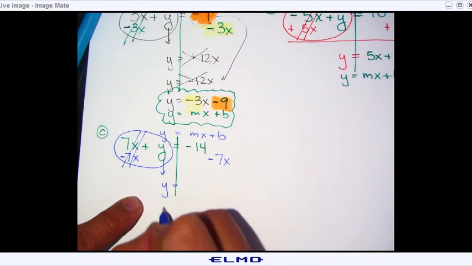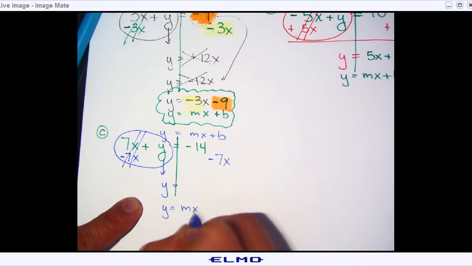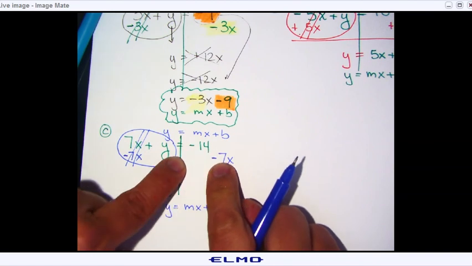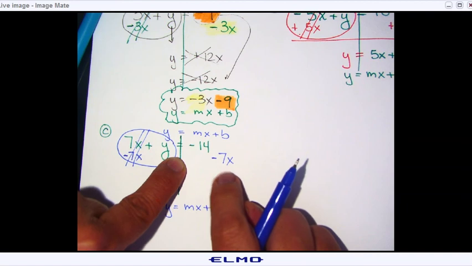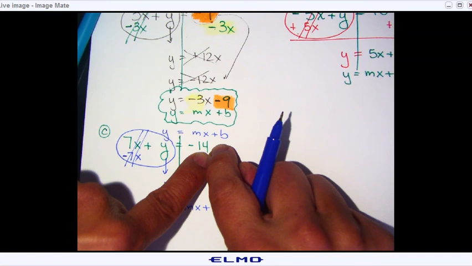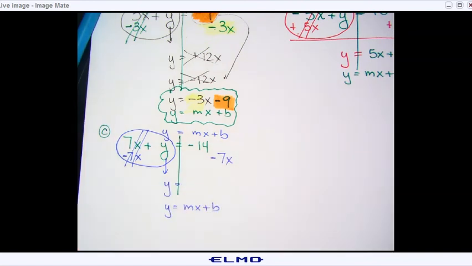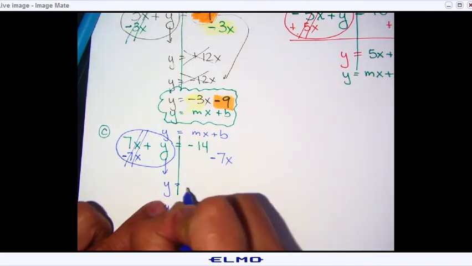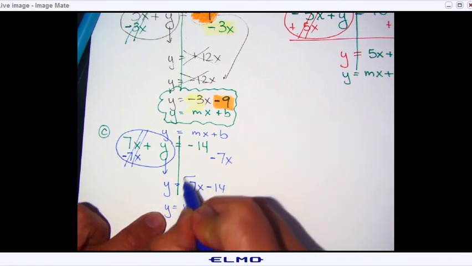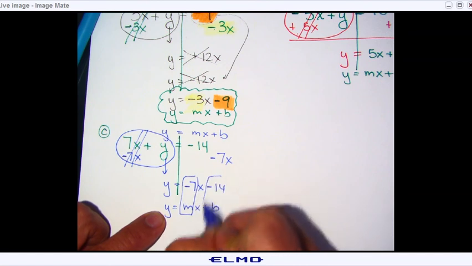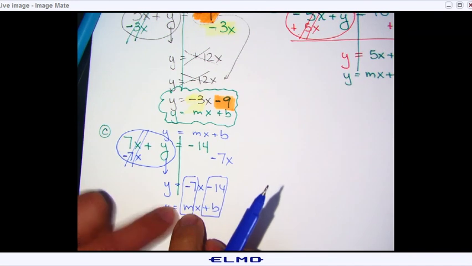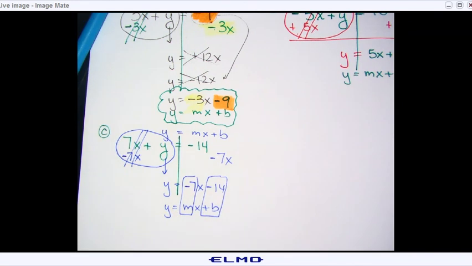So remember, my answer should be y is equal to mx plus b. So a lot of kids are going to add these. Oh, that's negative 21x. No, you can't do that. This one does not have an x. It's got to be separate. Okay, so which one goes first? The negative 7x minus 14. And there's your y equals mx plus b. There's your graph. See that? Starting point, negative 7 over 1. Fall over run.